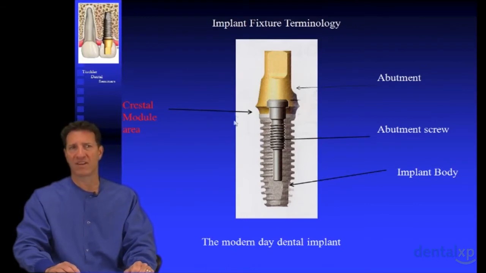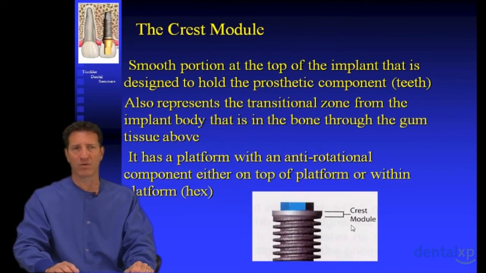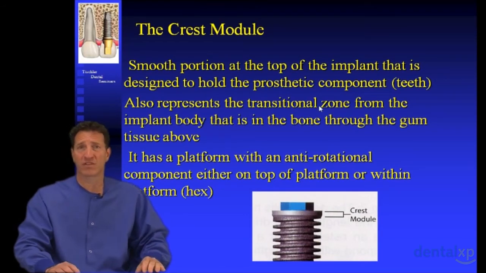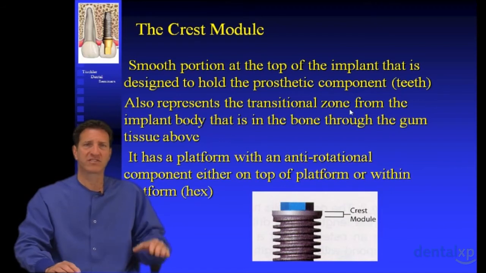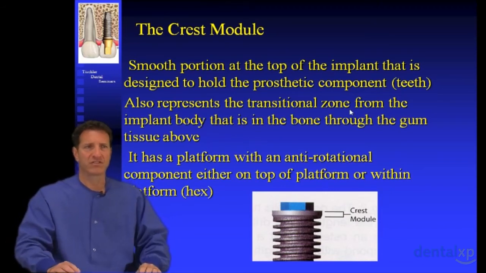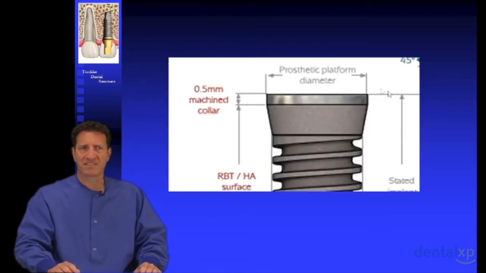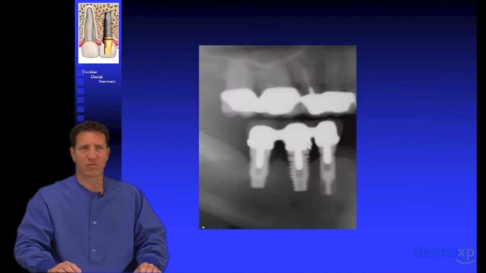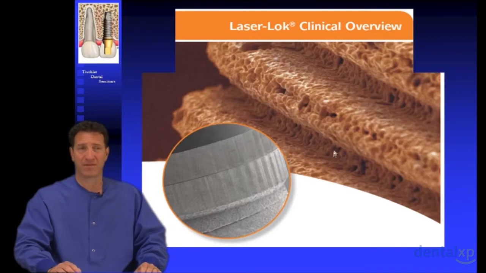One of the most important areas of the implant is this crestomodule area where the bone meets the tissue. And this is really where the rubber meets the road because this is where bone is lost. So it's a transitional zone between the body and the gum, and you want to make sure that it's designed correctly so that we don't lose bone there. And you want to avoid this bone loss to the first thread, which does not have to happen.